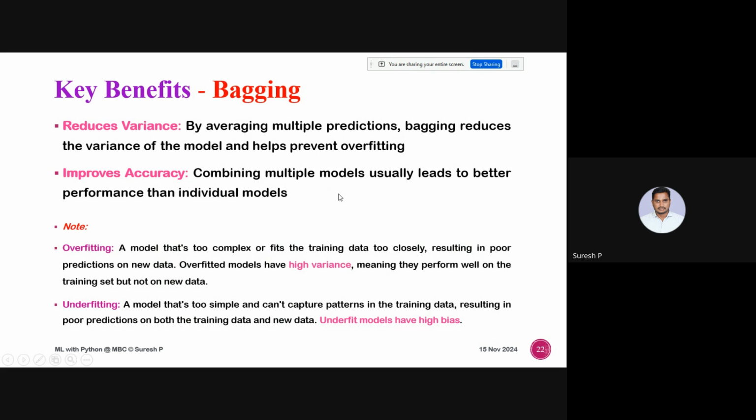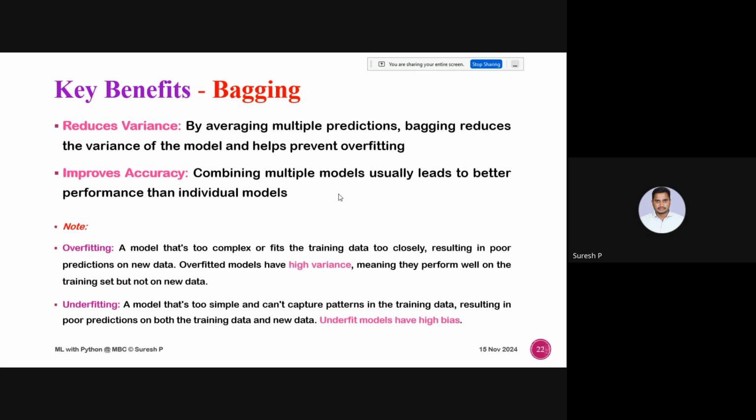Next is the benefits. What are the key benefits of the bagging technique? There are two benefits: it reduces the variance and it improves the accuracy. By averaging the multiple predictions, for example in the regression technique, bagging reduces the variance of the model and helps to prevent overfitting.